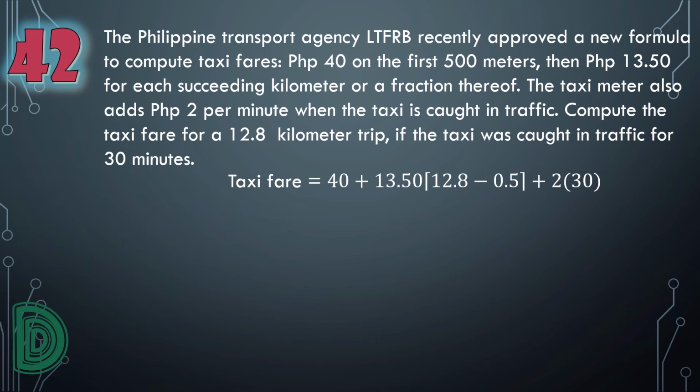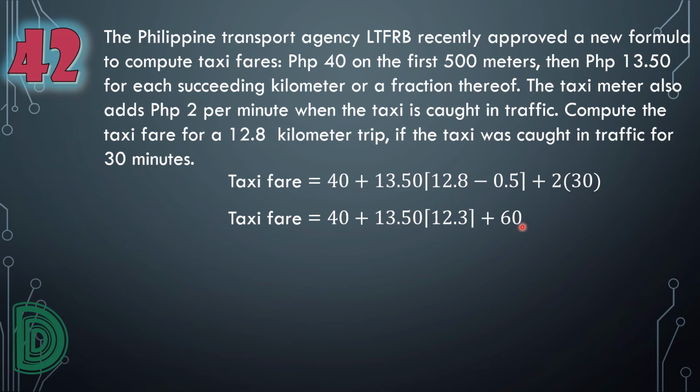So the taxi fare will be 40 pesos on the first 500 meters. Then that will be 13 pesos and 50 times the ceiling function, 12.8 kilometers minus 0.5 kilometers. 0.5 is from the first 500 meters that was charged 40 pesos. Ceiling function because the problem says or a fraction thereof. Even a fraction will be charged as a whole 13.50. And then 30 minutes times 2 pesos.